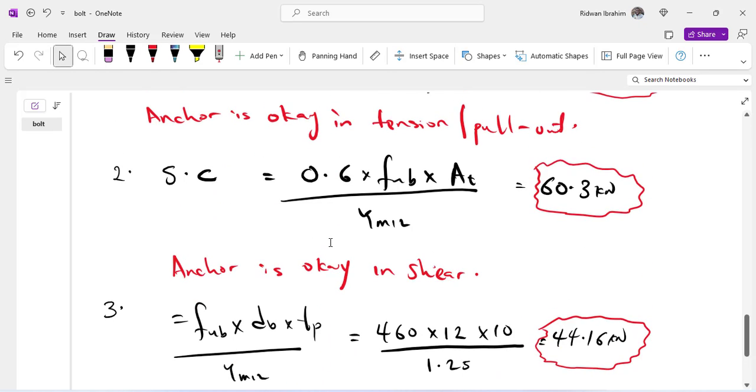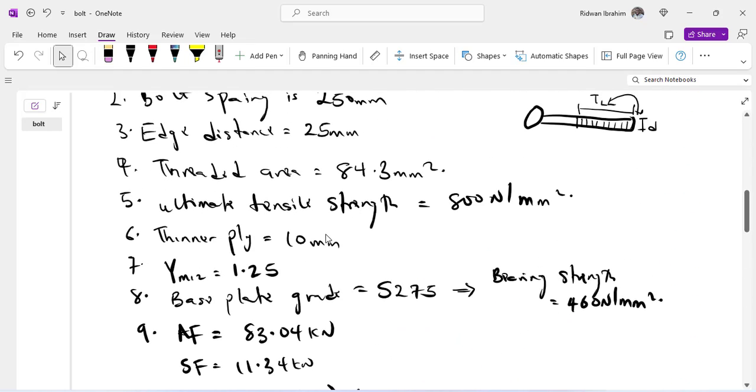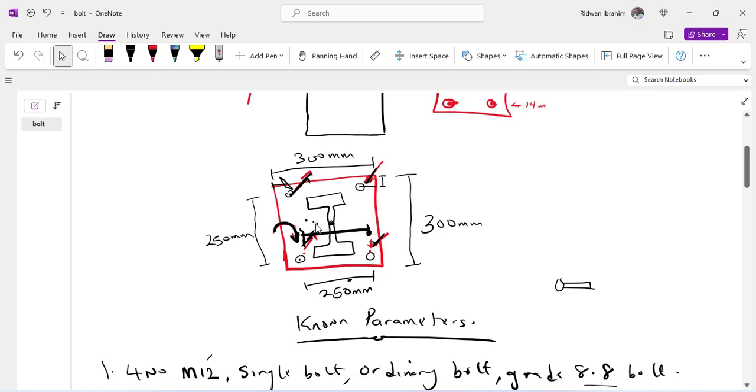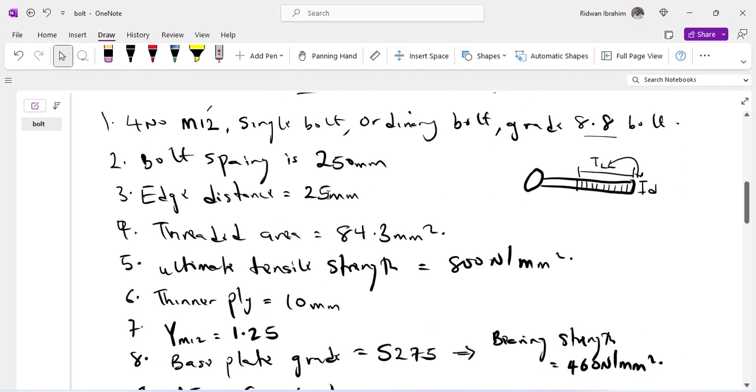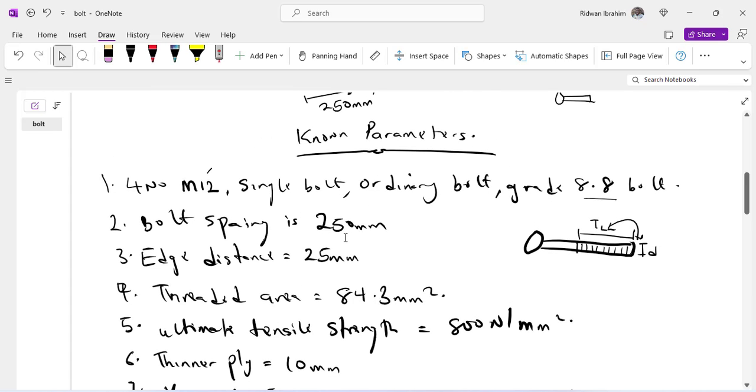The second part of the design is that you need to confirm if the edge distance we have used is 25 mm and the spacing that we have used is 250 mm. You need to confirm if these are adequate. You might be wondering why that is necessary. Definitely it is necessary. In this case our edge distance is 25 mm, right?